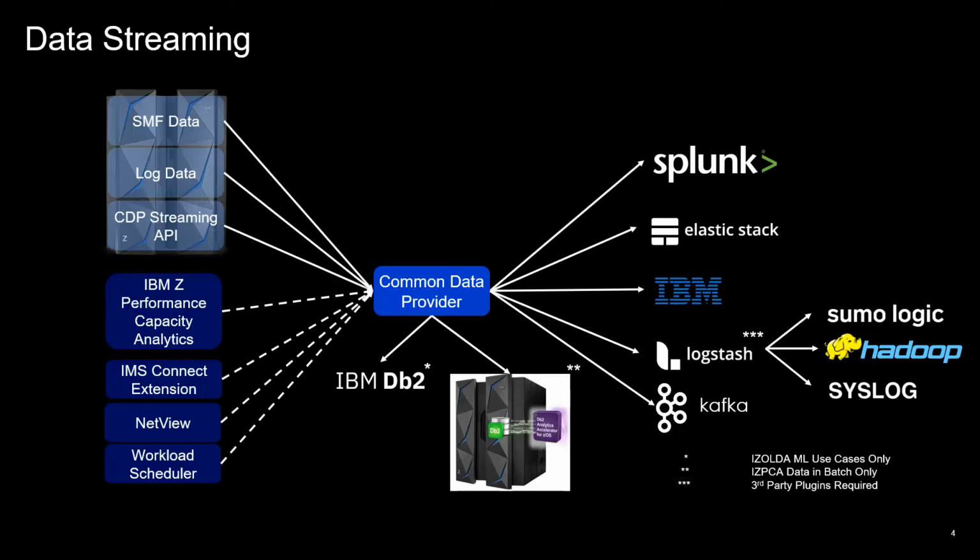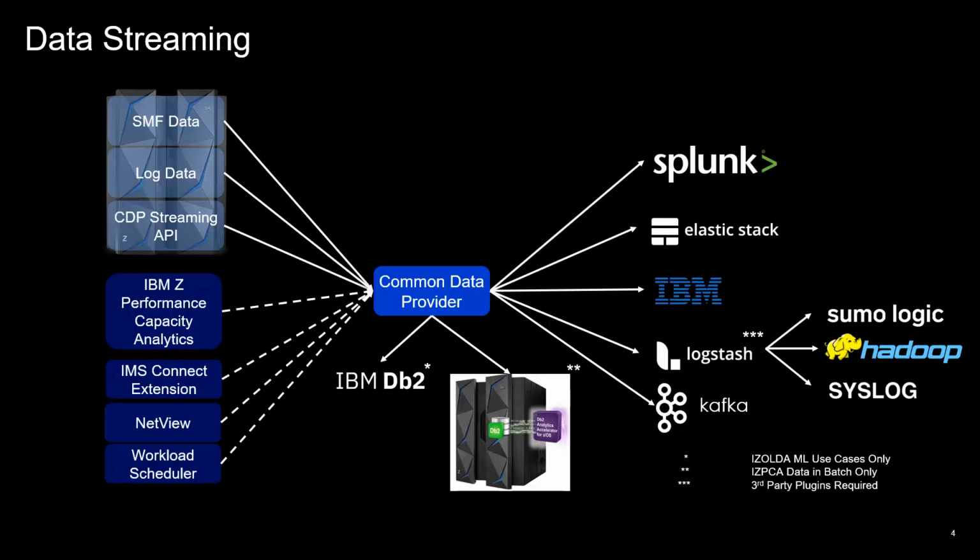SMF data, log data, and even user data streams can be developed using an API. In the bottom left-hand side of the screen, you see some special cases of interest where some products actually take advantage of Common Data Provider to stream data, specifically the IBM Z Performance and Capacity Analytics product. IMS Connect extensions and NetView Netlog are examples of data types that CDP can harvest and then make available to the analytics platform of your choice.